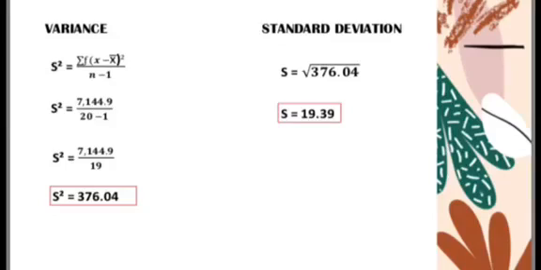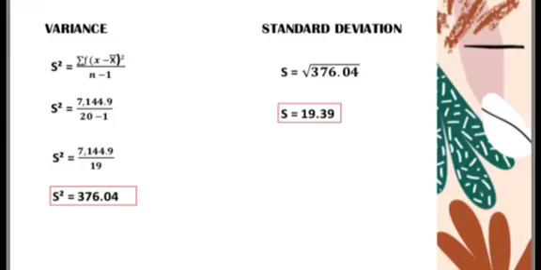And then, divide nyo lang. 7,144.9 divided by 19 is 376.04. So, ayan na yung variance natin, yung 376.04.